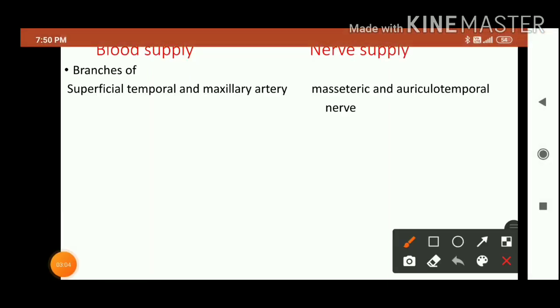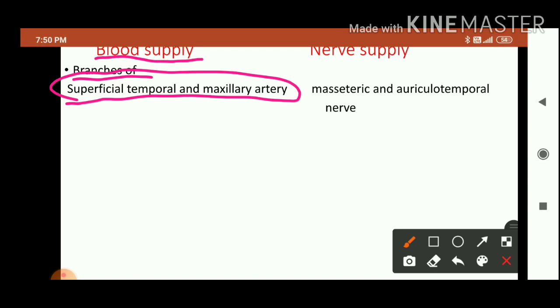Now we come to the blood supply and nerve supply of the temporomandibular joint. The blood supply, basically the arterial supply, is with the help of the superficial temporal and maxillary artery, and the nerve supply is with the help of the masseteric and auriculotemporal nerve.